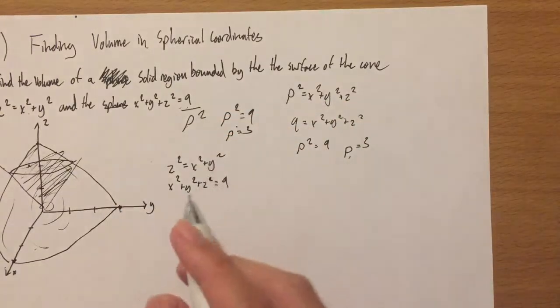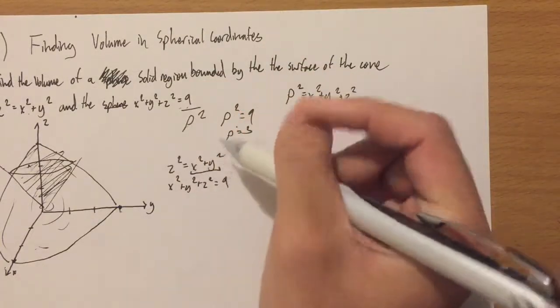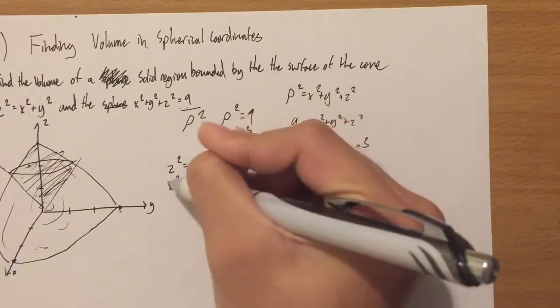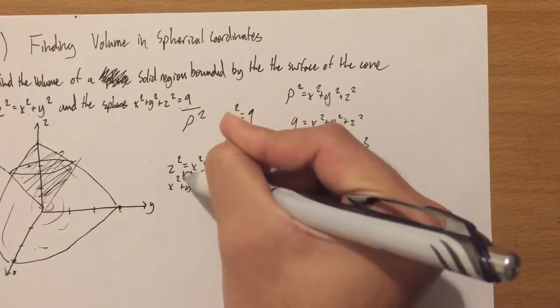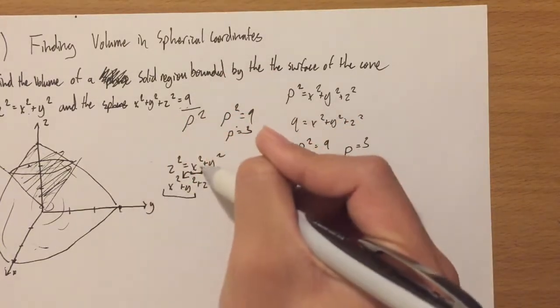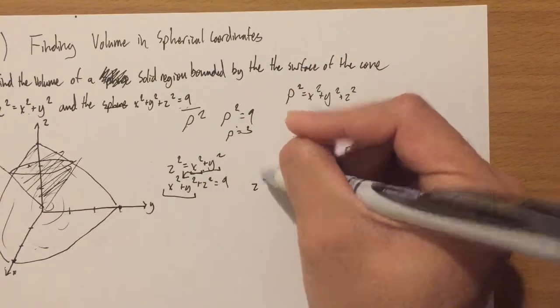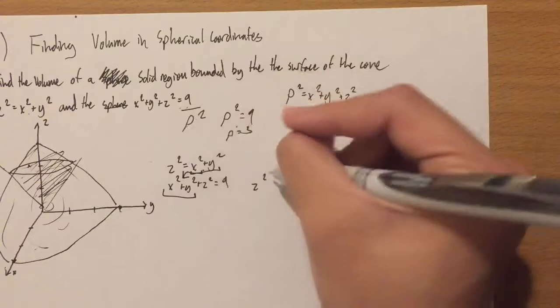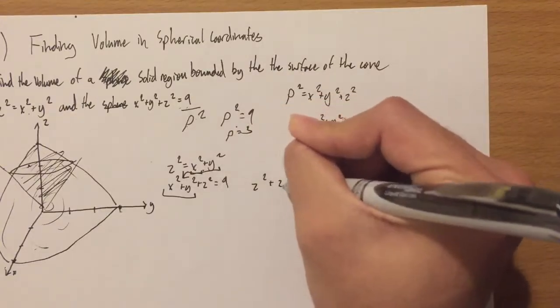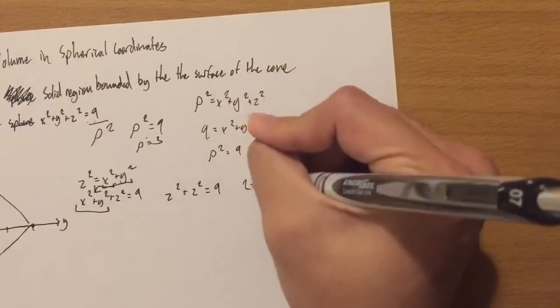So you see how this right here, x squared plus y squared, could also shift inwards towards that. It could substitute this equation right here. That would substitute, so you could get z squared plus z squared equals 9. So that would be 2z squared.